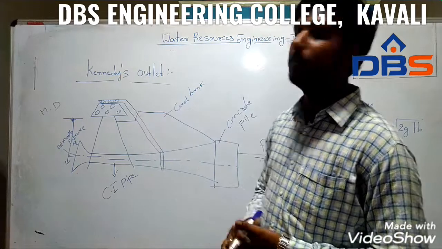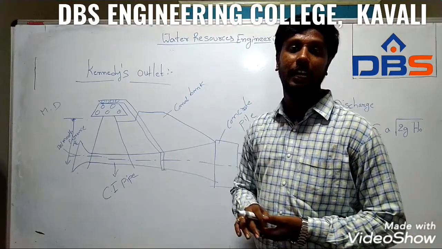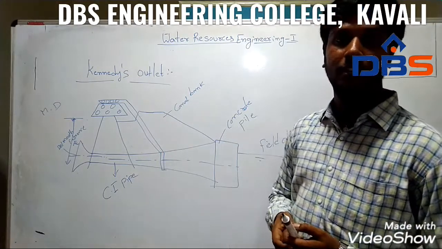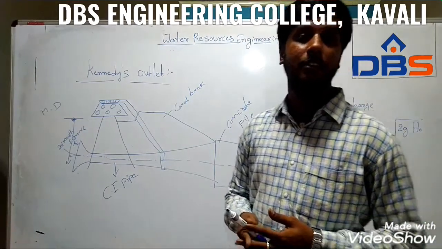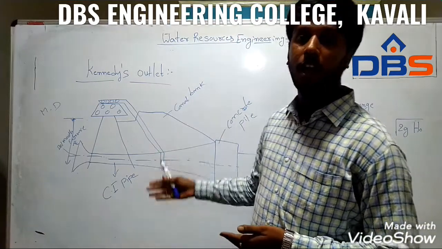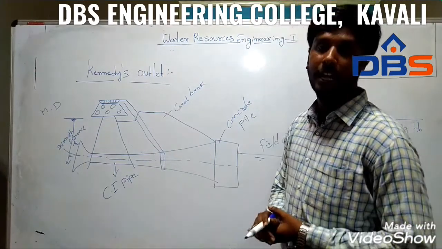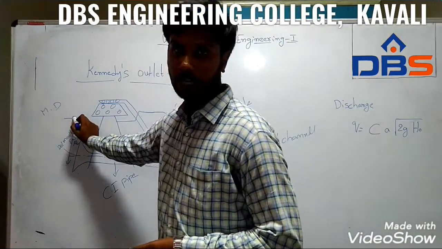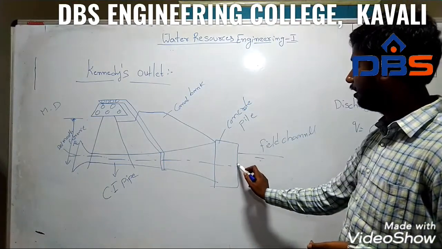Next I will explain about Kennedy's outlet. This is mainly a non-modular kind of outlet which was introduced by Kennedy, an irrigation engineer. This kind of Kennedy's outlet was mainly used in the Punjab irrigation system. In the Punjab irrigation system, wherever we have a canal outlet, those are all Kennedy's outlets. See here, this is the cross section of Kennedy's canal outlet. Here, this is the major distributary, and this is the canal bank, and it is a concrete pile. At the same time, this is the field channel.